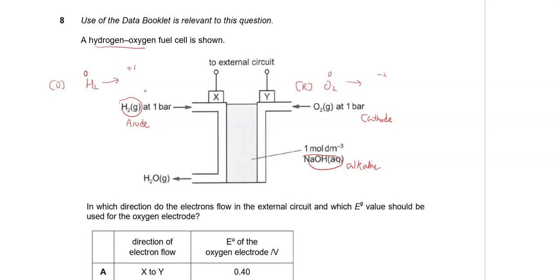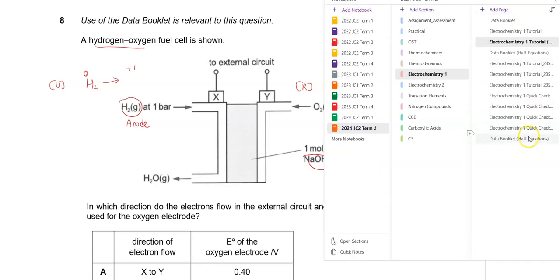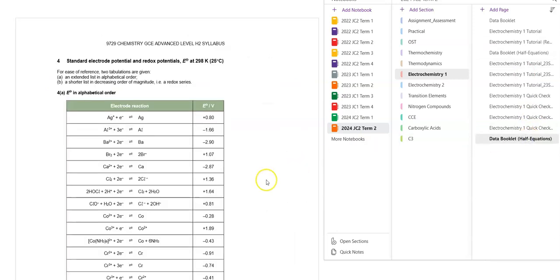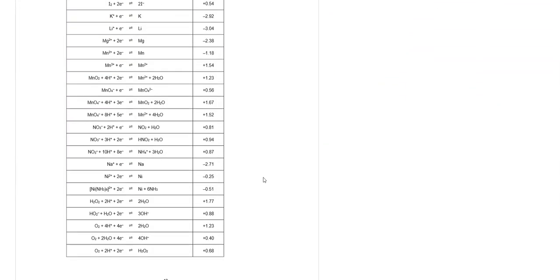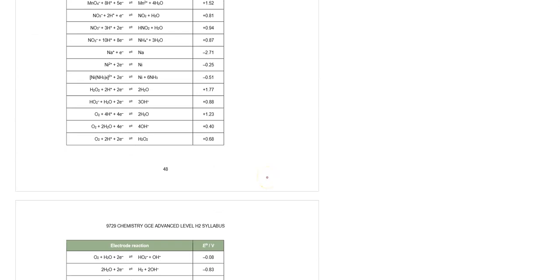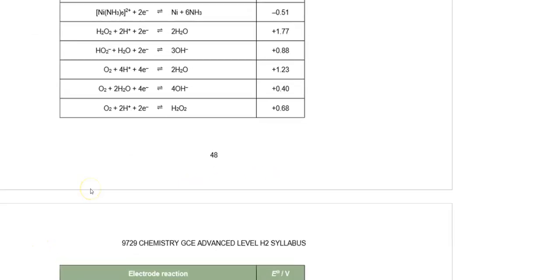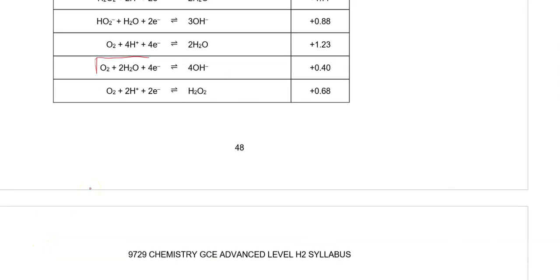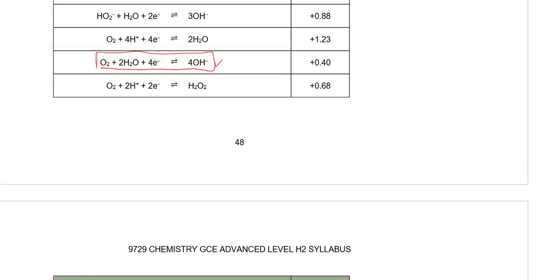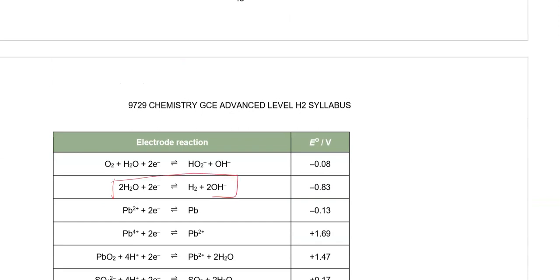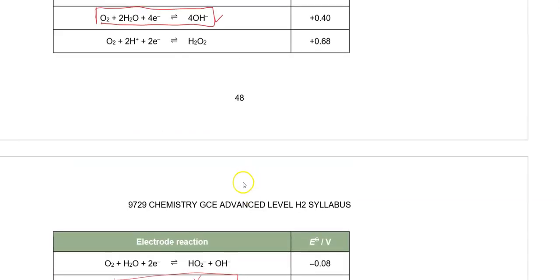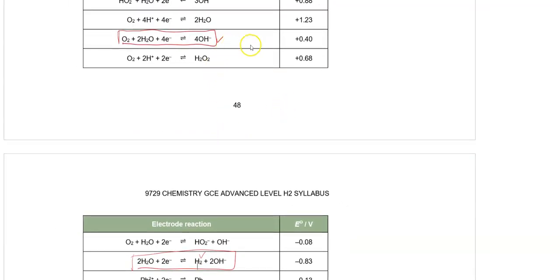Okay, so you need to choose your data booklet equation. In this case, we can take a look at the half equations. I need to choose oxygen in the alkaline medium. This is very similar to what we discussed in question 6 of the earlier tutorial. This will be the equation we choose for oxygen, alkaline medium. For hydrogen, this will be the equation we choose. Similar concept to what we discussed in question 6. Let me just zoom out a bit so you can see the two equations.